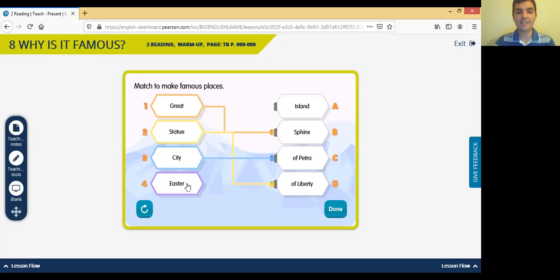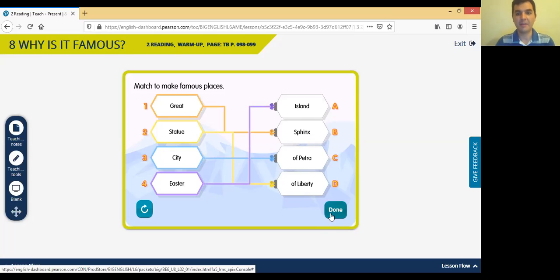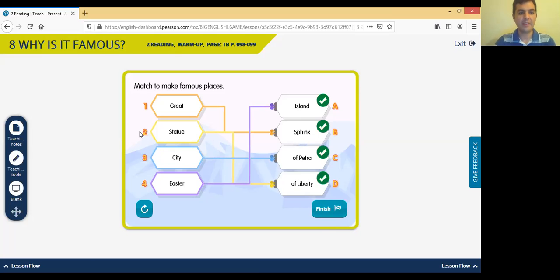Then we have Easter. Easter what? Easter Island. Remember the place with the strange statues, the big heads, with their hats on top? Very good. Then after this, we're going to listen to some information about this last vocabulary word, this last name, which is Easter Island.